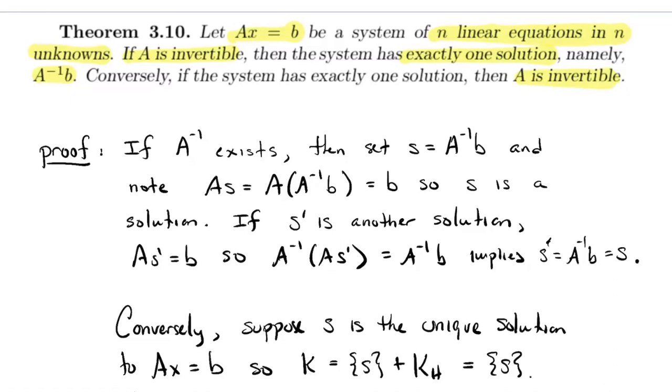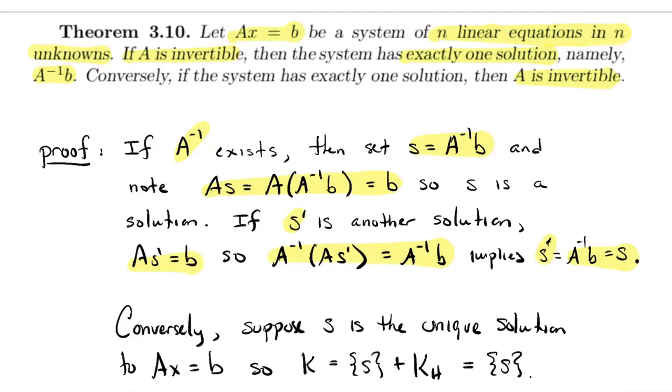So how does the proof go? Well, if A is invertible, if A inverse exists and we set S equal to that proposed solution, then you can just computationally check that it works. AS is A times A inverse B, that's B. So it's a solution. I'm trying to show there's only one. If S prime is some other solution, then A S prime is B. So multiply both sides of that equation by A inverse, and you find out that S prime is the same as S. So the solution is unique.